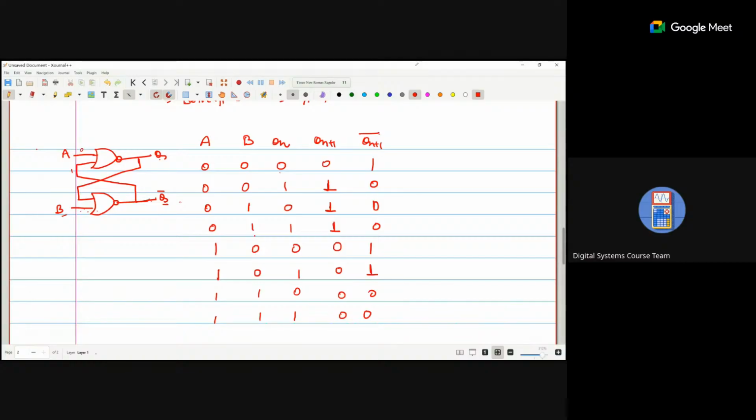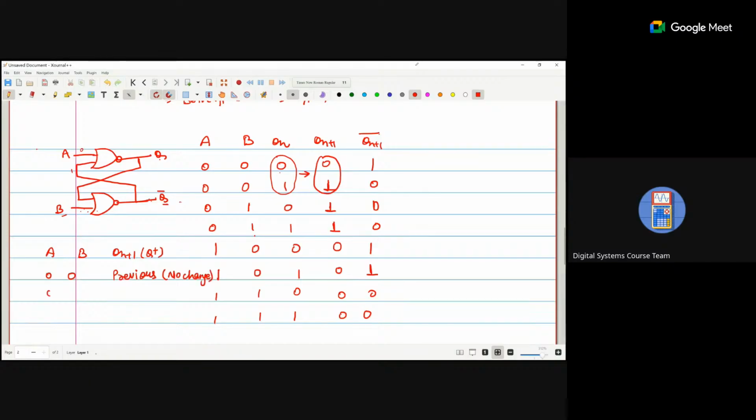Okay. So if you draw the table with the values A, B, and Qn plus 1 or Q plus. So if it is 0, 0, your past output is this one, your present output is the same. So we can say it is a previous or no change condition.